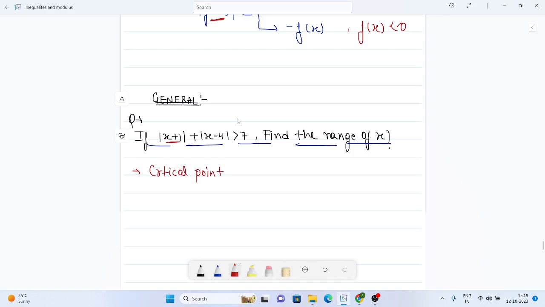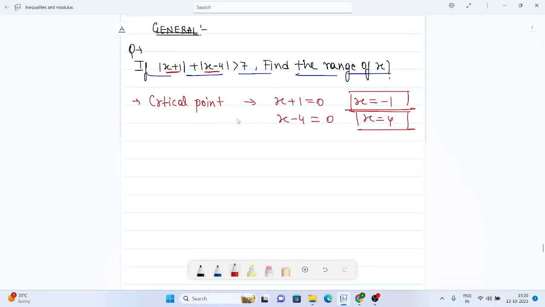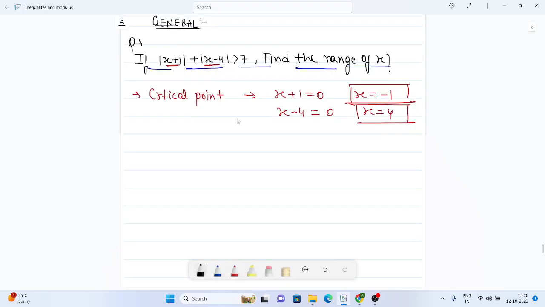You have to put these values equal to 0, and whatever value of x you get is the critical point. If I put x plus 1 equal to 0, the first critical point is x equal to minus 1. If I put x minus 4 equal to 0, the second critical point is x equal to 4. Now you have to make cases by considering these critical points.